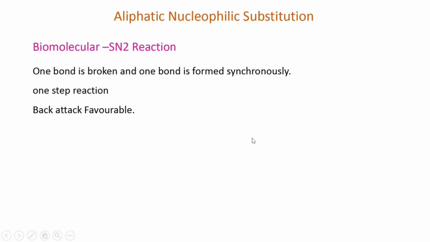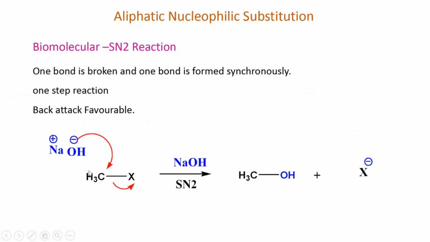This reaction is a one-step reaction in which a transition state is formed. The backside attack is favorable in this reaction and we get inversion in configuration. Here you can see the example of this reaction in which alkyl halide is treated with NaOH and gives methyl alcohol as a product.